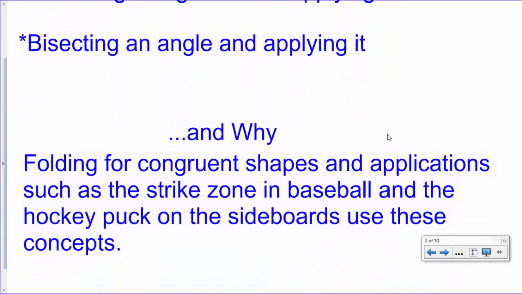Examples would be folding for congruent shapes and applications such as a strike zone in a baseball game and the hockey puck on the sideboards that use these concepts.